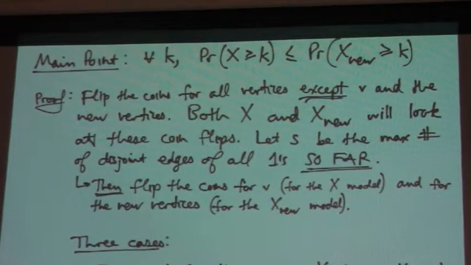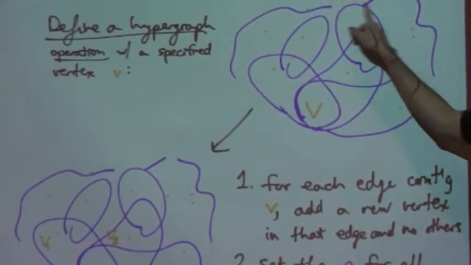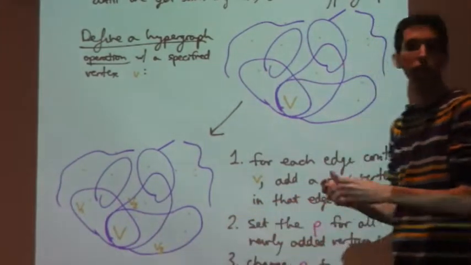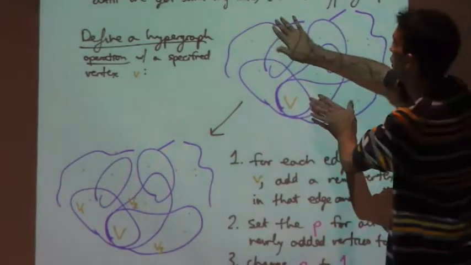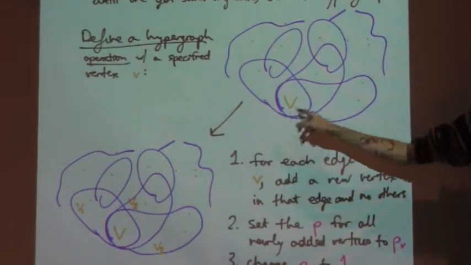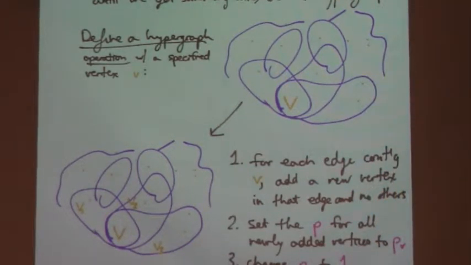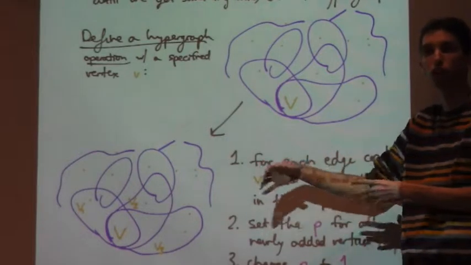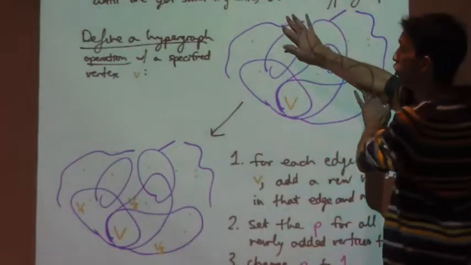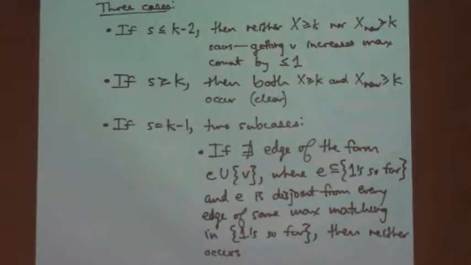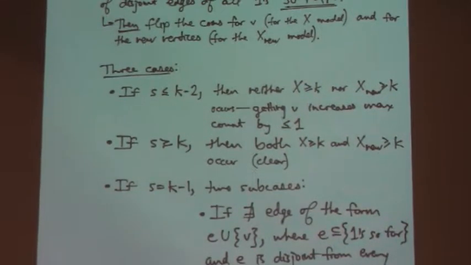So flip the coins for all the vertices except for V and its copies, all this garbage up here that has nothing to do with the changes I just made. Then see how large the largest matching is so far. That just means I'm trying to find a bunch of disjoint edges of all ones. How many can I find without looking at V or any of these new vertices? Call that number S, the number so far.